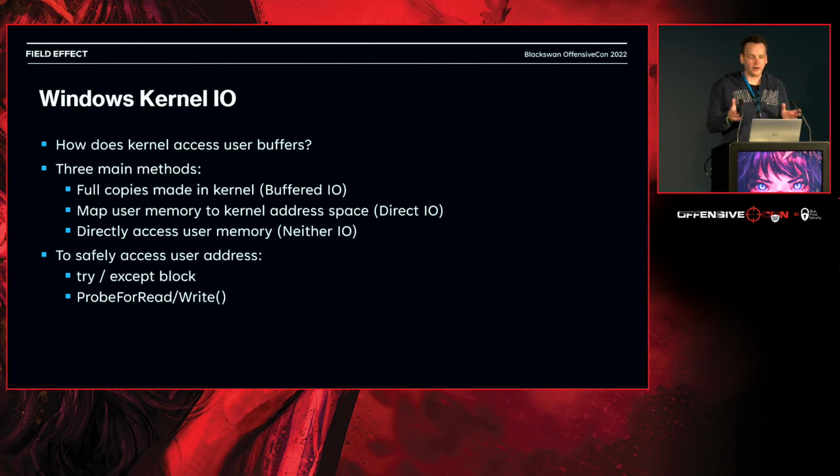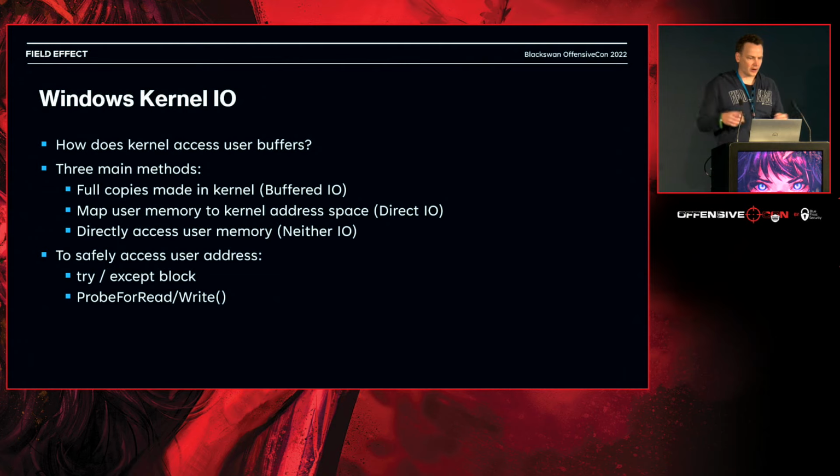The first one is buffered I/O, which is where the kernel will take any data from user mode and make a full copy of it in its own memory, so that when the drivers are accessing the memory, they don't need to worry about whether user mode has changed it. It should be a static copy of what was provided.